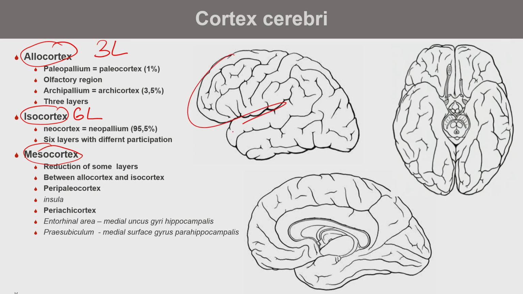So, where you can see the neo. Neo is almost everywhere on the lateral and dorsal surface. The paleo is somewhere here. This is a paleo. And here we can distinguish a part which is archi, in the medial part, on the temporal lobe.